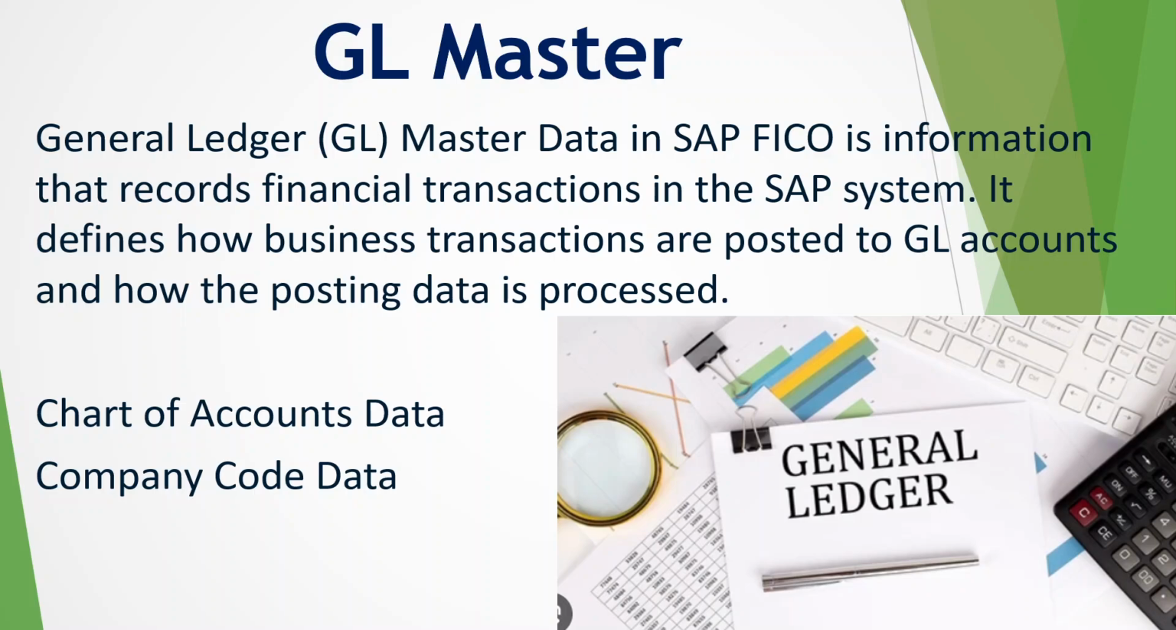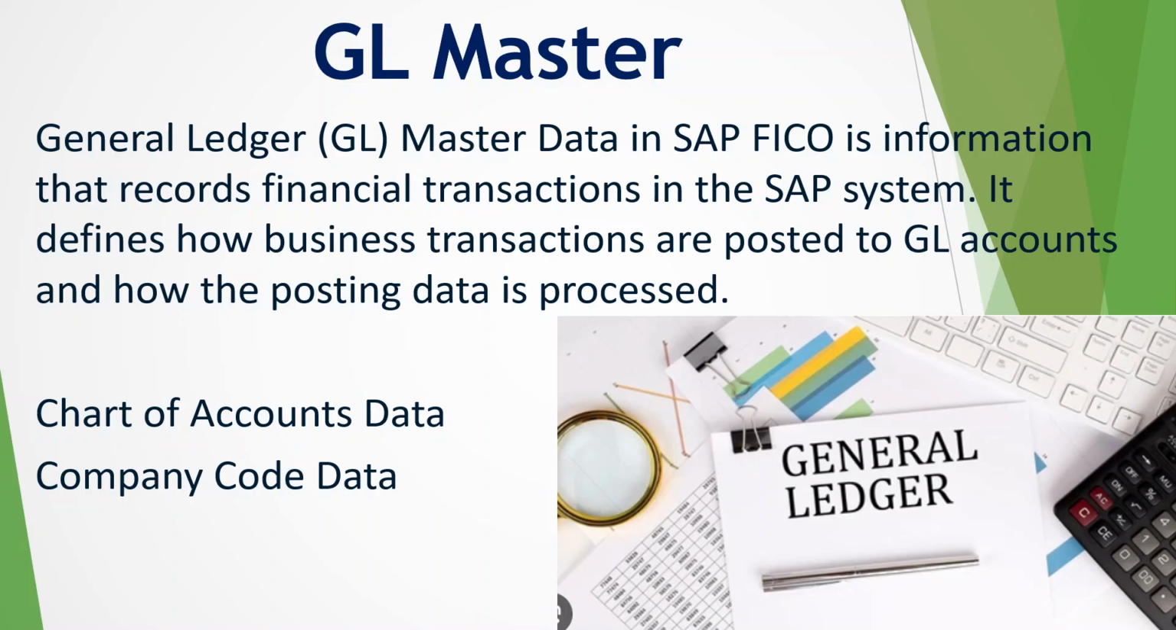Again, the differentiation is that chart of account data is defined at the client level and company code data is defined at the company code level. That simply means, suppose you have 5 company codes and you are using a single chart of account, all 5 company codes can have a different set of company code data. It is very much acceptable with just a single chart of account, because chart of account is at client level, so it can be used by multiple company codes within the system.